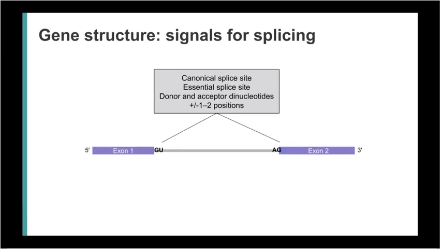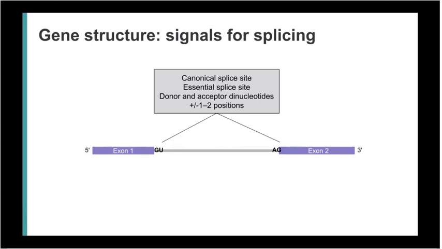But when we talk about splicing variants and splicing signals, our minds usually go to the 2 bases at the intron-exon junction. This is sometimes called the canonical splice site, the essential splice site, the donor and acceptor dinucleotides, or the +1, -1, +2, -2 splice positions. And you'll probably hear me go back and forth between all of those at some point during this presentation.